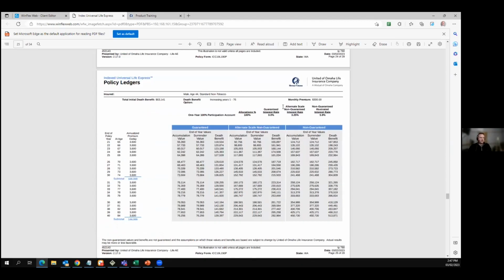And you keep on going down. Obviously, the further you go down, the more it'll show for return. So by, say, age 74, they're at 108,000 in premium and 241,000 for cash value accumulation. So it will continuously compound on the money that is already there.